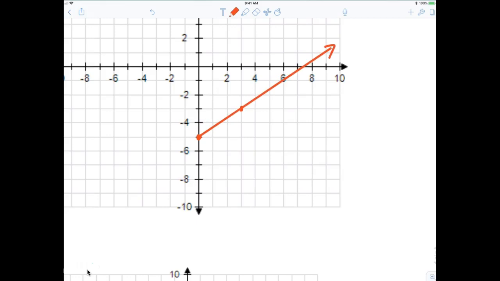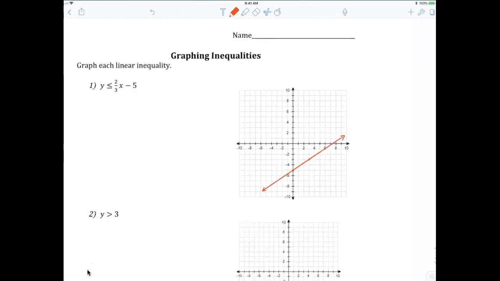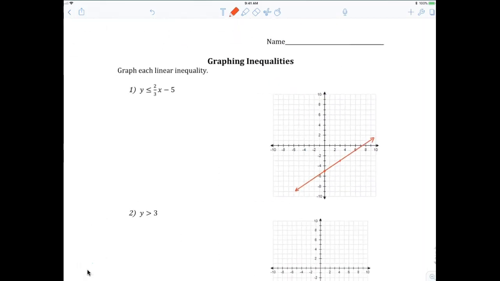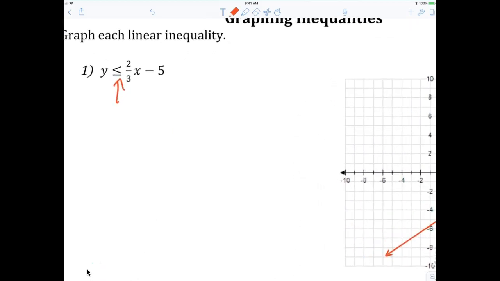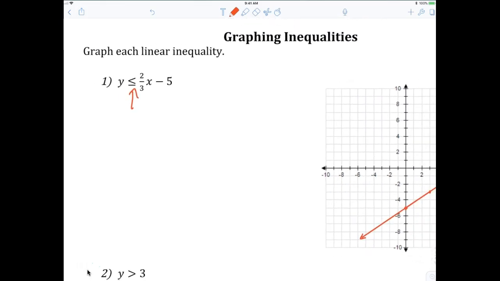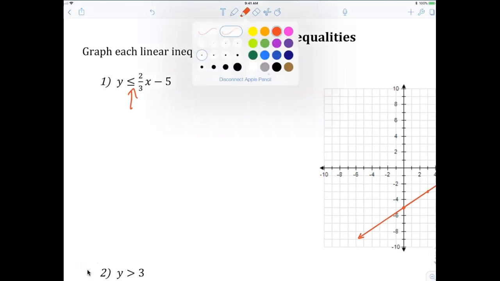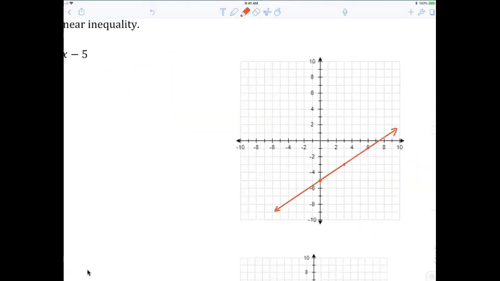And when you draw your line, there's one difference now. What's this symbol? Less than, right? Less than or equal to. So when you're dealing with less than, do you think you would be shading above or below? Below. Less than means shading below. So we're going to shade the region below.